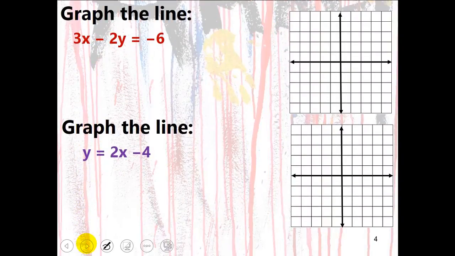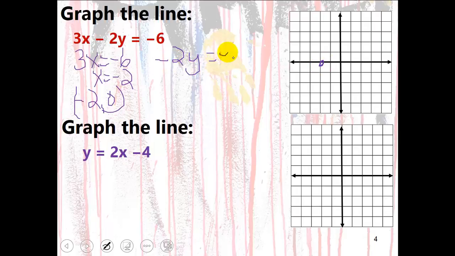On this one, I think I'm going to use both my x and y intercept. So I'm going to plug in 0 for y. So 3x equals -6. x equals -2. That's the point (-2, 0) right here. Then I'm going to do -2y equals -6. Notice that I picked up that 2 right there. And then y equals 3, so this is the point (0, 3). And I'm going to connect those two dots with a line, call it a day.